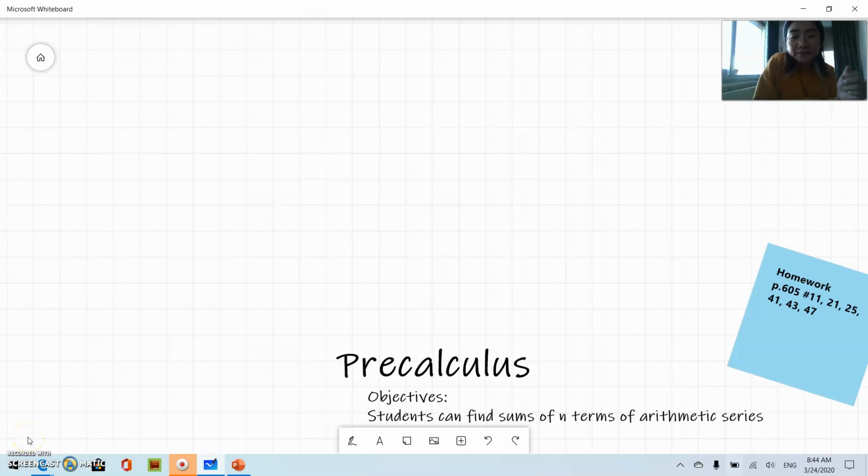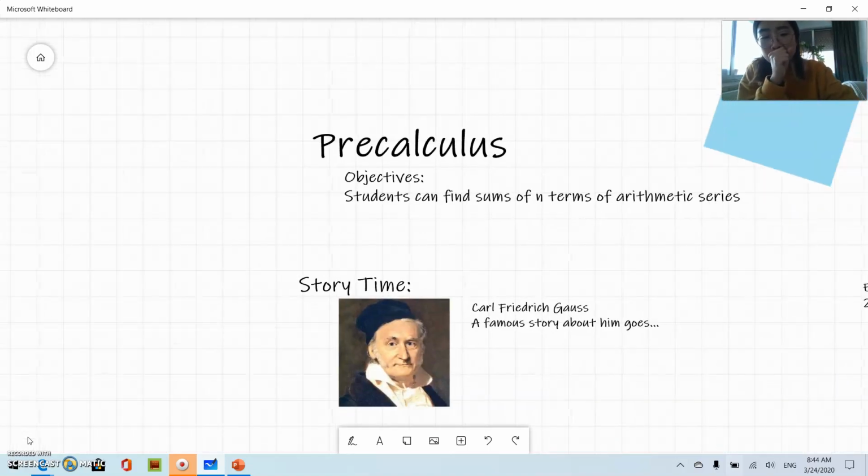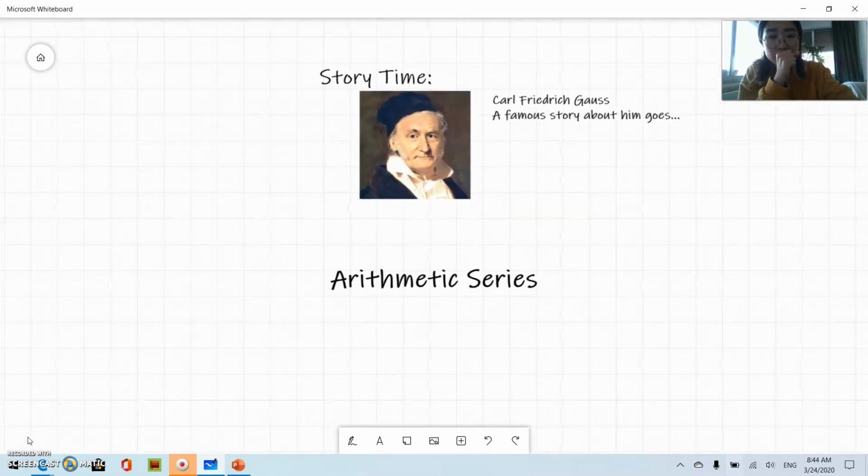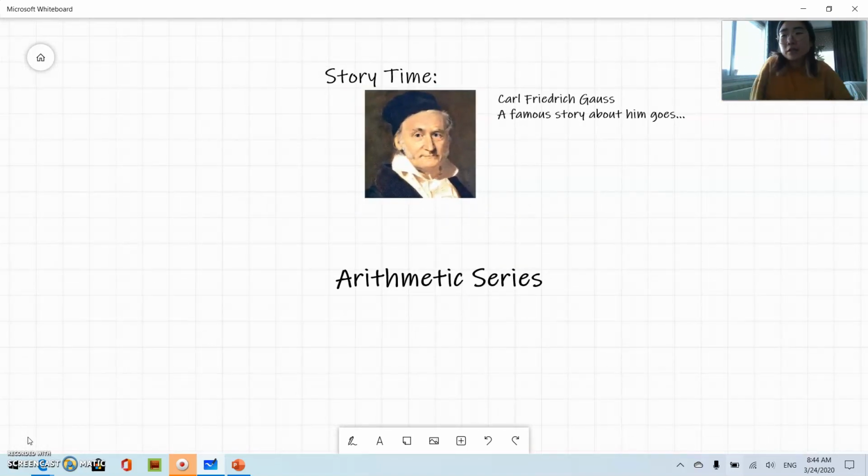Hi guys! Today we are going to learn more about 10.2, which is Arithmetic Sequence and Series. Yesterday's lesson was about Arithmetic Sequence, and today we're going to learn about Arithmetic Series. So today we're actually going to start with a little story. I think I told you this story maybe in Algebra 2, but I will retell the story.